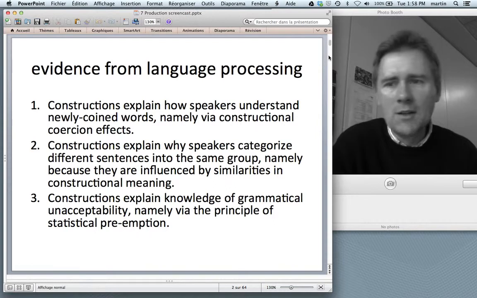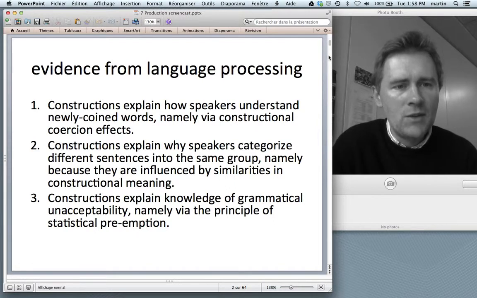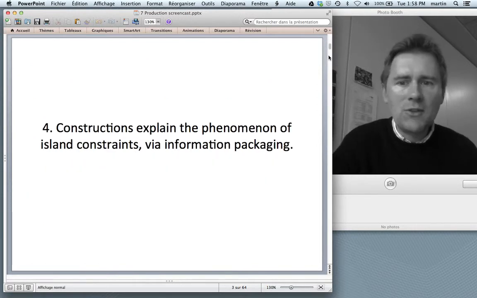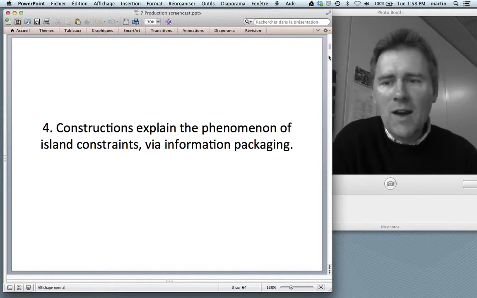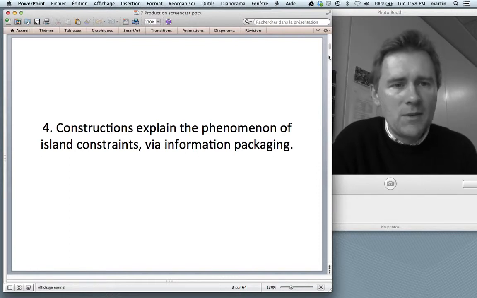Okay, here we have it. Three pieces of evidence from language comprehension. And in this video, I want to move on to evidence from language production. But before I do that, let me briefly add a fourth element to this list. Namely, constructions explain the phenomenon of island constraints via principles of information packaging.